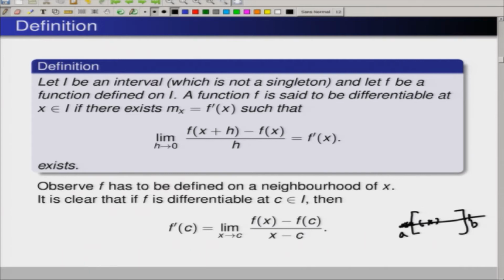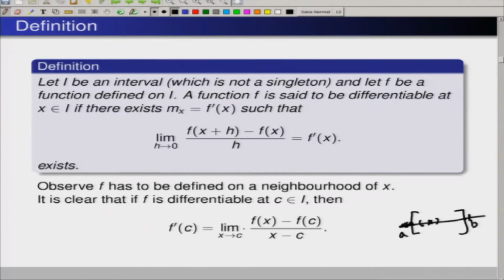Another way of writing this is that I take a point c on the interval, and I say that f is differentiable at c if (f of x minus f of c) by (x minus c), that is the Newtonian quotient, has a limit as x goes to c. If this exists, then I call that real number, which depends on c, f prime of c.